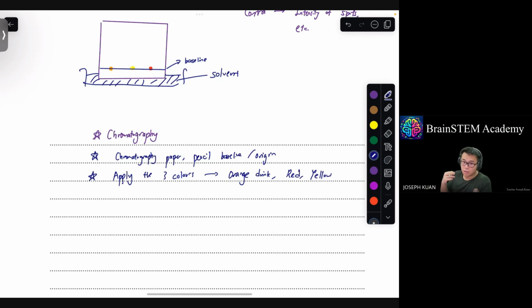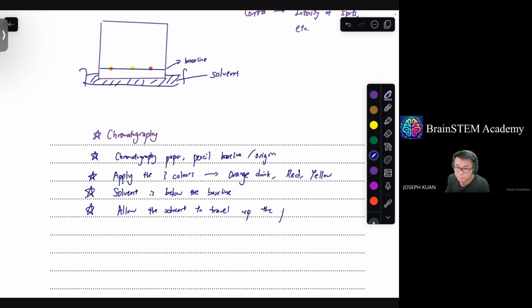Then you can talk about how you immerse the paper. You must make sure that the solvent is below the baseline. Then you allow the solvent to travel up the paper. And then you can use a ruler to measure two things. One is how far the color spot travels.